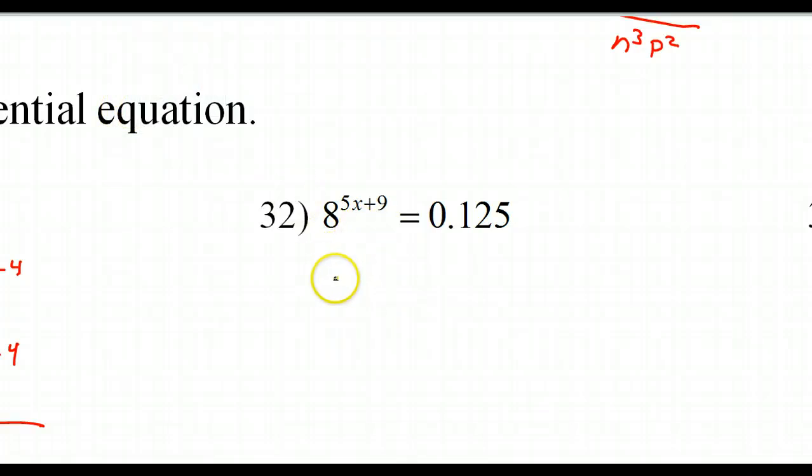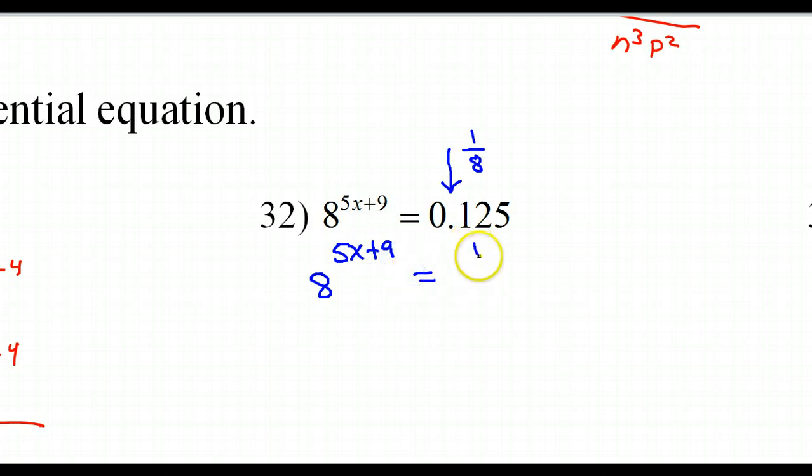Okay, so I see the 8 coming because this is 1/8. So I'm not going to try to rewrite this as 2 to the third power or anything. I'll just use the 8. So I get to keep this as 8 to the 5x plus 9 power. All right, and this is 1/8. But then I'll rewrite this as, so I have 8 to the 5x plus 9 power equals, and this is 8 to the negative 1 power.